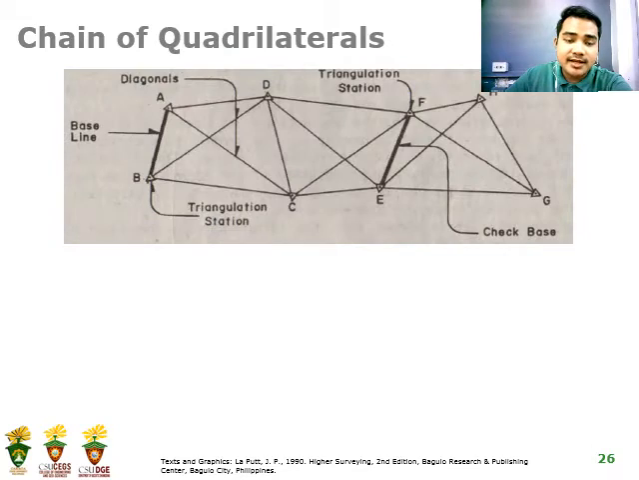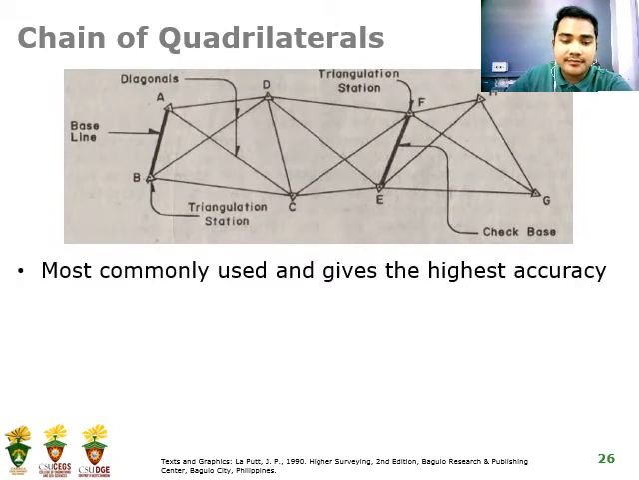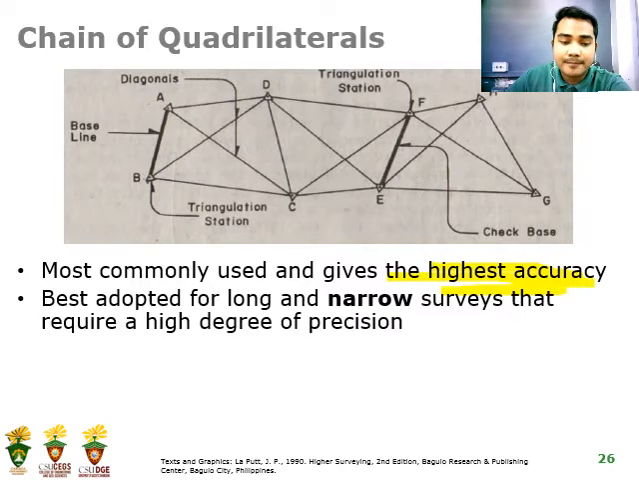So next is ang chain of quadrilaterals. Chain of quadrilaterals are the mostly used and gives the highest accuracy. And highest accuracy siya compared sa triangles. And best adapted for a long and narrow surveys that requires a high degree of precision. So, kung mas dako ang accuracy nga gusto makamit, so chain of quadrilaterals yung gamit.